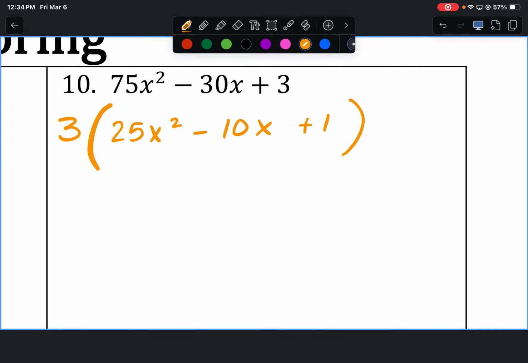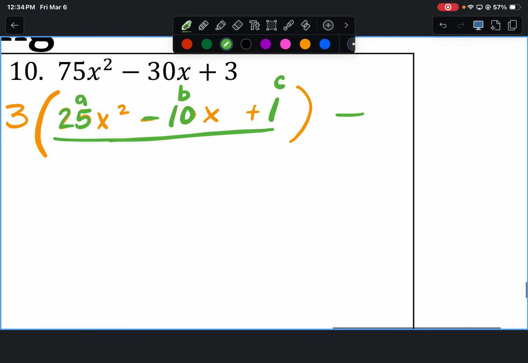Right, from there, we have to look at these terms. What is our A? 25. What is our B? -10. What is our C? 1. So we have to figure out what multiplies to give us A times C, which is 25, but adds to give us -10. -5, -5. Because a negative times a negative makes it positive, but if you add them, you'll just get -10.